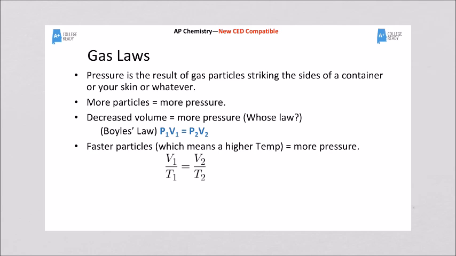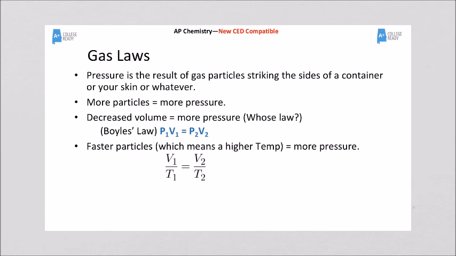So let's look at some gas laws. If you'll notice on the formula sheet, there are very few gas laws listed. There is PV equals nRT and Dalton's law, which we'll talk about as well. I'll show you how we can derive or see these other laws, because you really do need to know them. But first, let's talk about pressure.